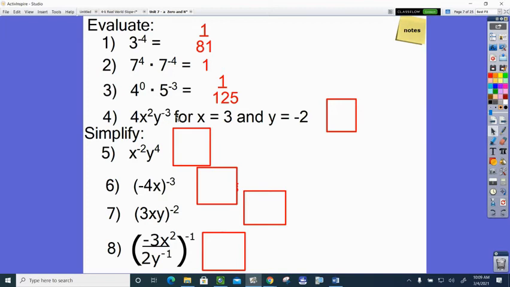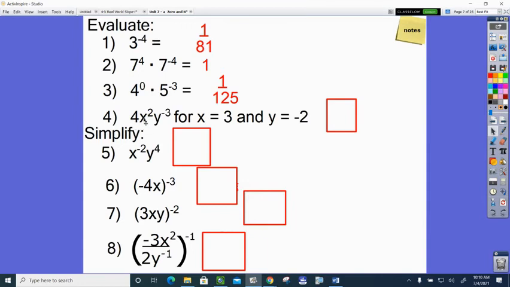And how about the next one? What I would do is simplify this expression first, and then substitute and then simplify your number. So the 4 stays put, the x squared stays put, and the y to the negative 3 will go down, and you'll have 4x squared over y to the third.